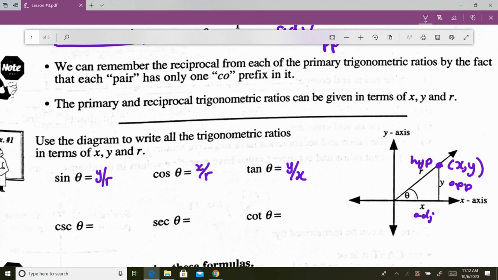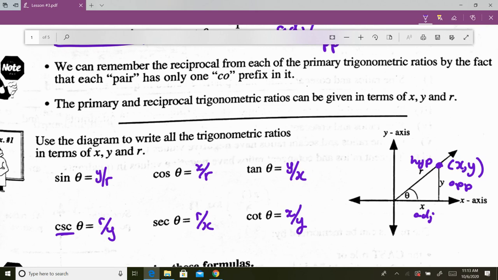And then the reciprocals, cosecant is abbreviated CSC. That's 1 over sine. You just flip all those. R over Y. Secant, which is 1 over cosine, is R over X. And secant is SEC. And cotan, which is 1 over tan, is X over Y.